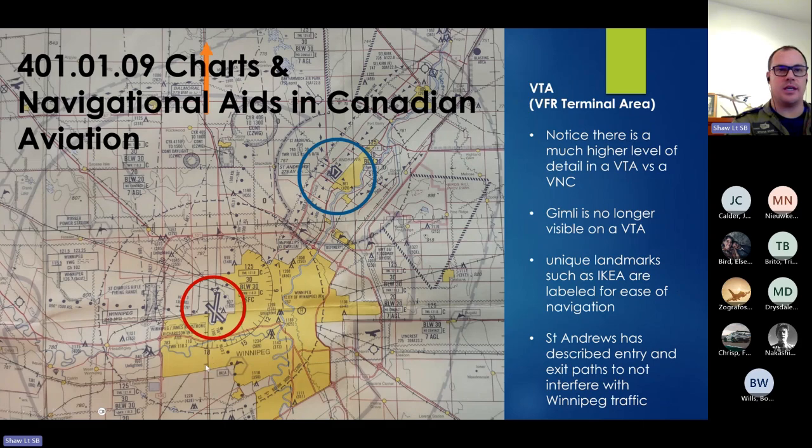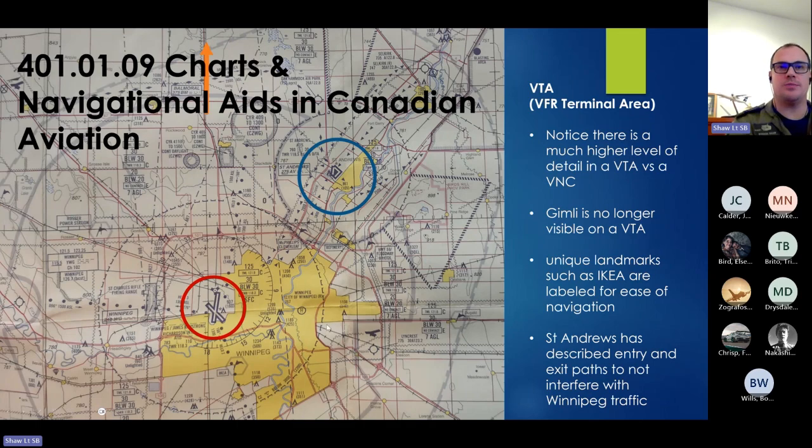Unique landmarks such as IKEA. You can see on the bottom portion that IKEA has a little flag on it. So that's like a checkpoint. When you're flying around, they'll tell you to maybe head towards the IKEA at 4,500. So that's where you know where to find it.